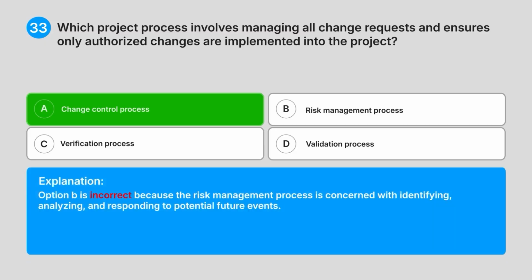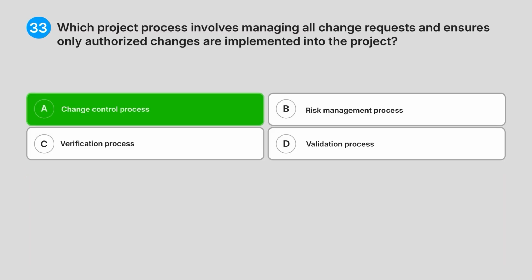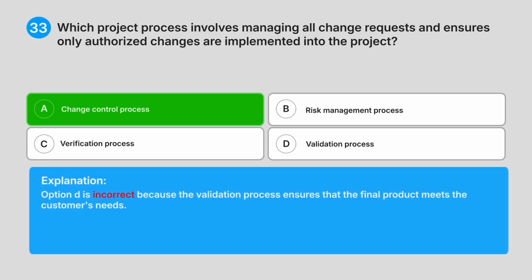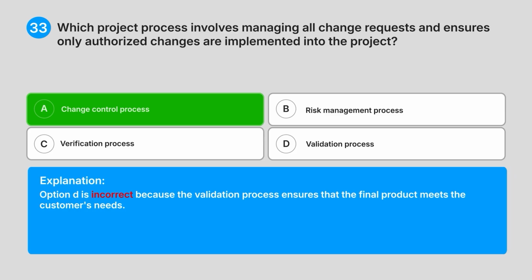Option B is incorrect because the risk management process is concerned with identifying, analyzing, and responding to potential future events. Option C is incorrect because the verification process confirms that deliverables meet documented standards and specifications. Option D is incorrect because the validation process ensures that the final product meets the customer's needs.